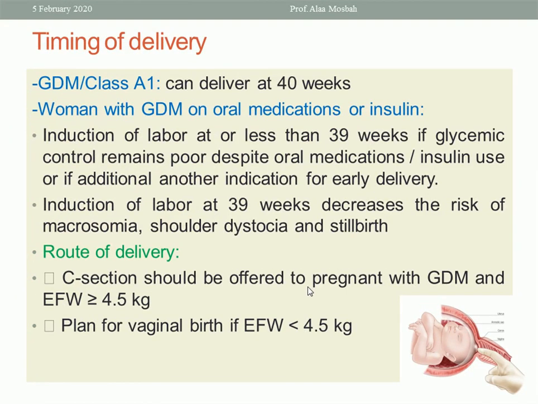Timing of delivery. As regards gestational diabetes class A, can deliver at 40 weeks, while women with gestational diabetes class A2 who are using oral medication or insulin, induction of labor at or less than 39 weeks if glycemic control remains poor despite oral medication or insulin use, or if there is another indication for early delivery. For any other indications, obstetric indication. Induction of labor at 39 weeks decreases the risk of macrosomia, shoulder dystocia, and stillbirth.